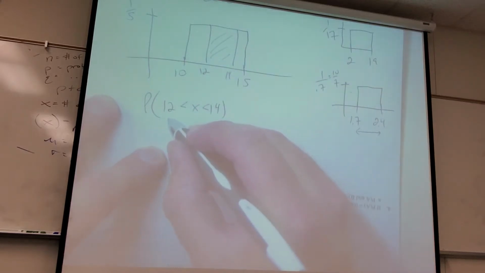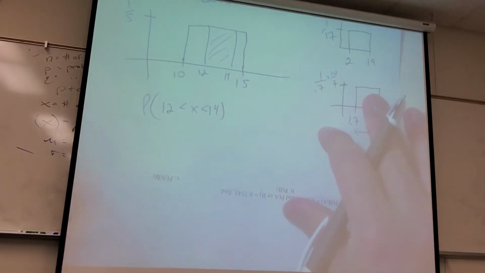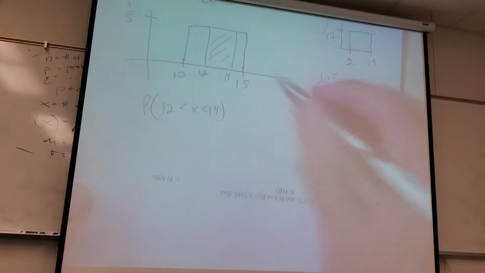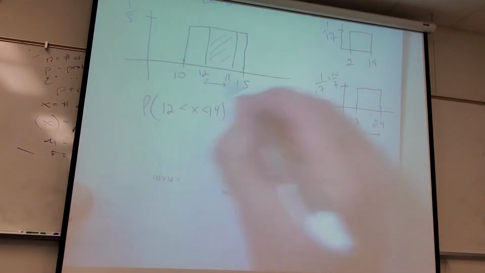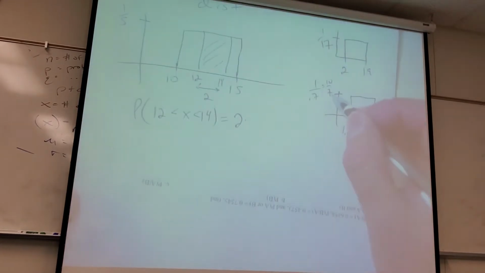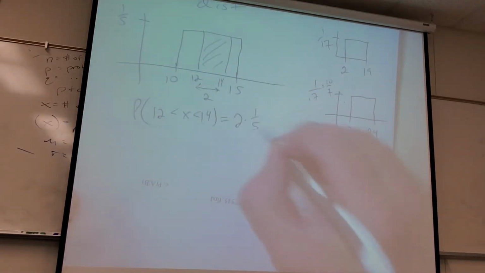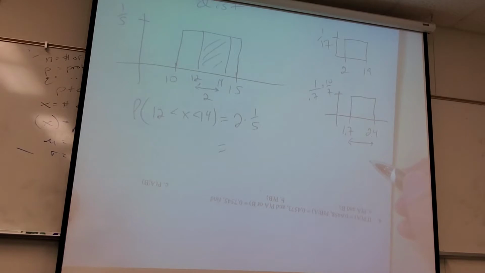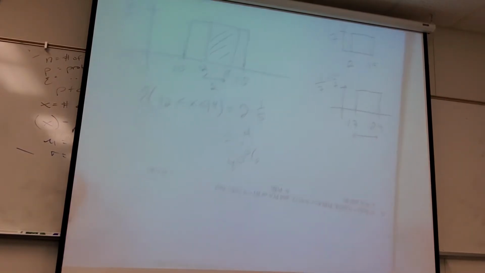The answer to this probability question is just the area of that. What's the width of this? 2. What's the height? 1/5. Right? What's 2 times 1/5? 1 over 25. No, wait, hold on. 2 times 1/5? 0.4. Yeah. So 40% chance.